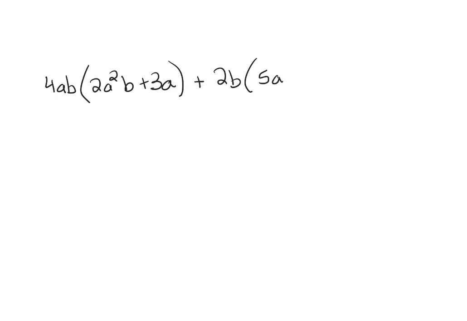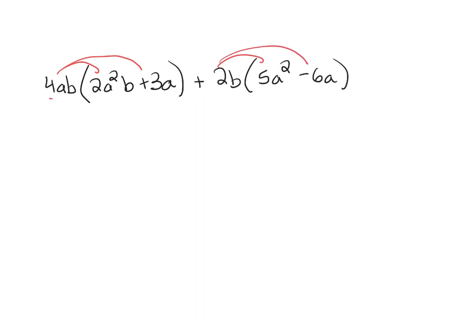All right, the last example. Let's do 4ab. So I've got 2 different letters. Multiply by 2a squared b plus 3a. And now let's do plus 2b times 5a squared minus 6a. So we are going to have to distribute here and over here, and then just combine like terms.